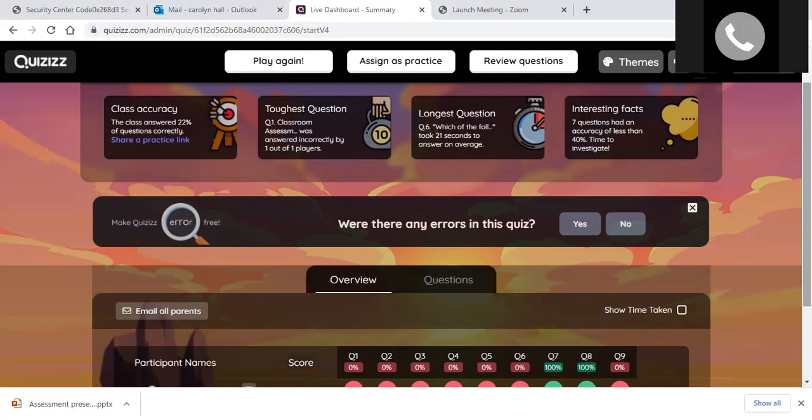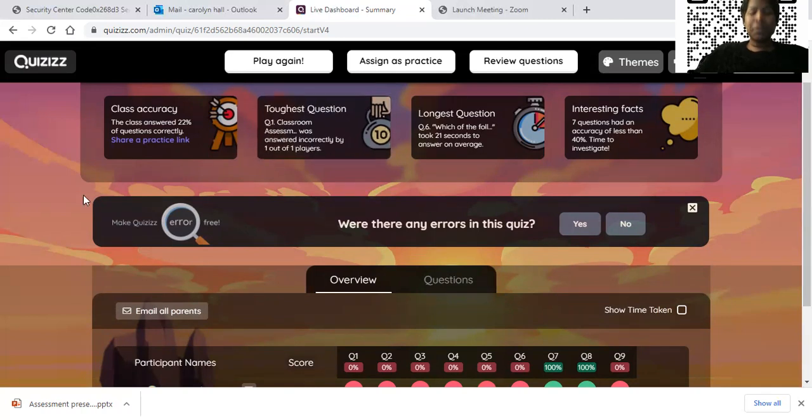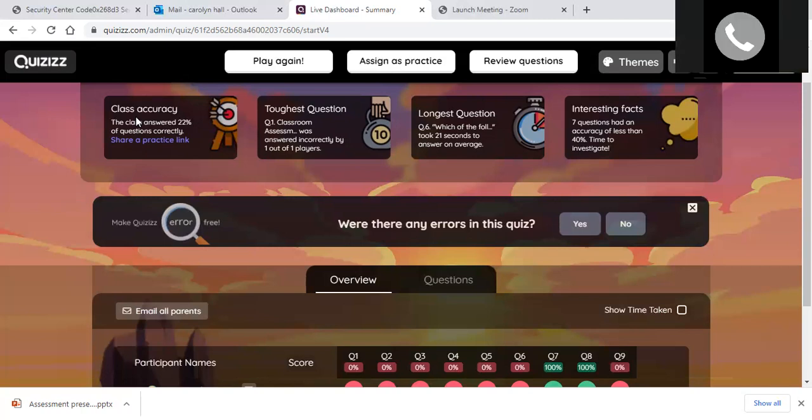Now, when it comes to the data in that assessment, a platform such as this makes the data collection even easier. If you see at the top of the screen, there are four quadrants. In the first quadrant, it tells you what the class accuracy is, right? So what that tells you is how your students performed on a particular assessment, right? Which is important because let's say, for instance, this is Dr. Peters' class, and she finds that 60% of her students have failed this particular exam.